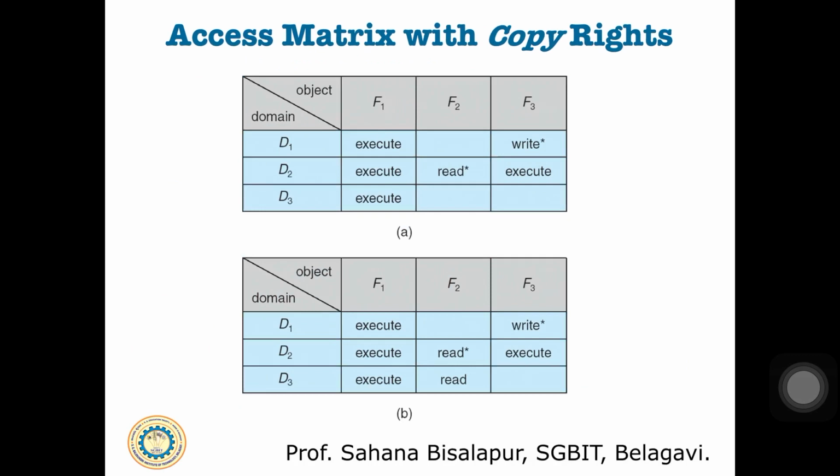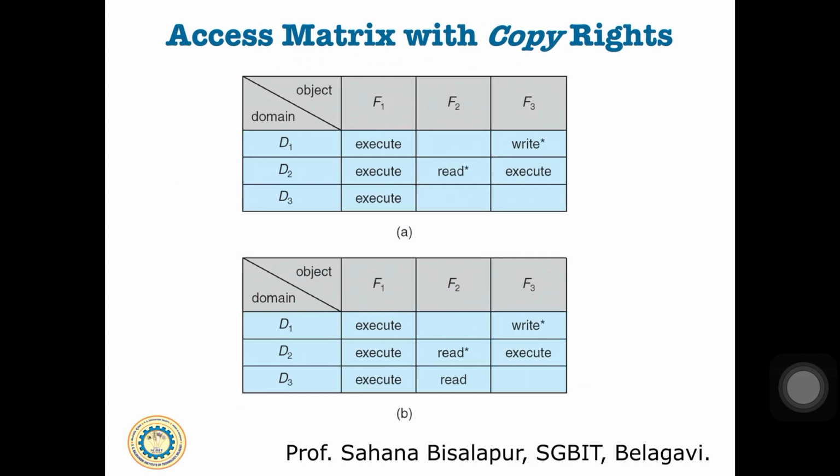You can see in figure B the same read operation is copied into domain D3, but it does not have a star mark there. That means it cannot be copied further from there. So you have just performed a one-time copy. Only domain D2 can perform the copy into the other domain.